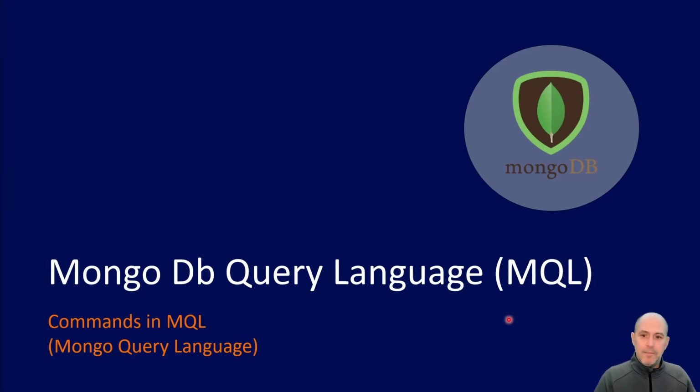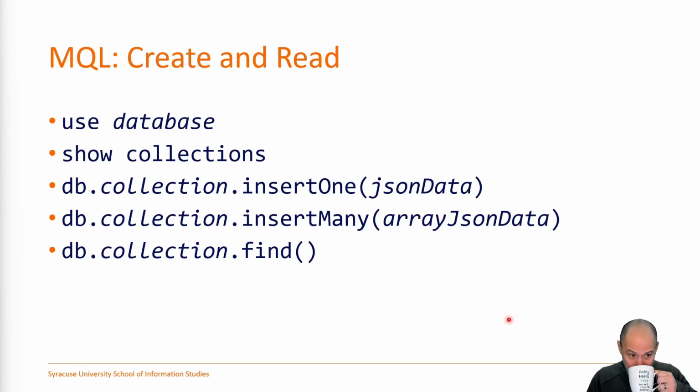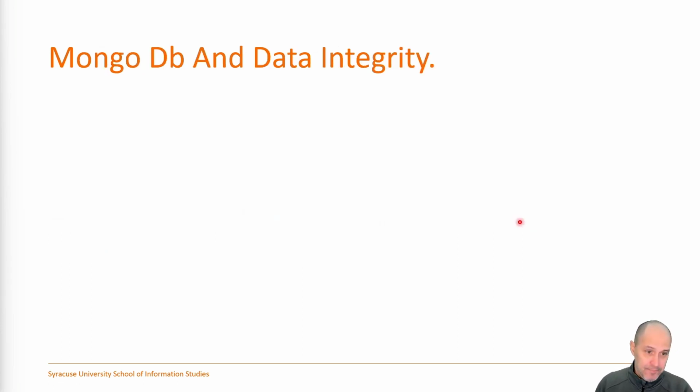Let's start learning some of the Mongo query language. So you saw me demo some of this already. Use database, show collections, see what collections are in that database. They're like tables, right? You can also use db.collectionname insert one, insert many, and find. So find gives you the information back out. These allow you to add data to it. This is going to be JSON data or an array of JSON data. And I can demonstrate this in a bit.